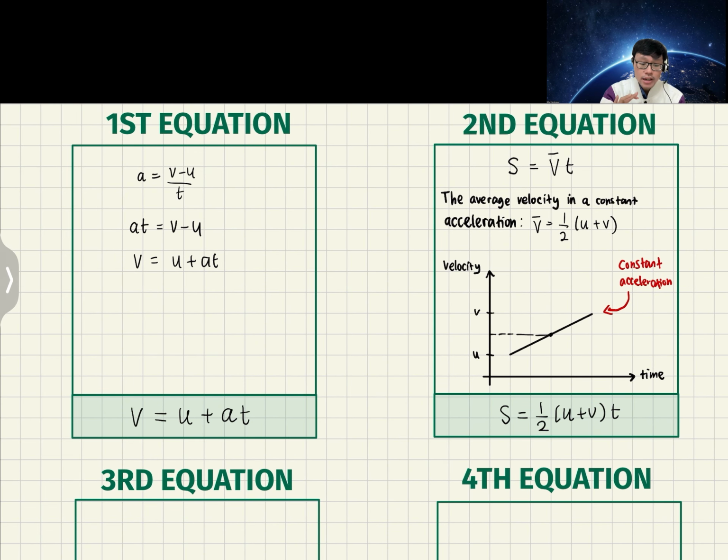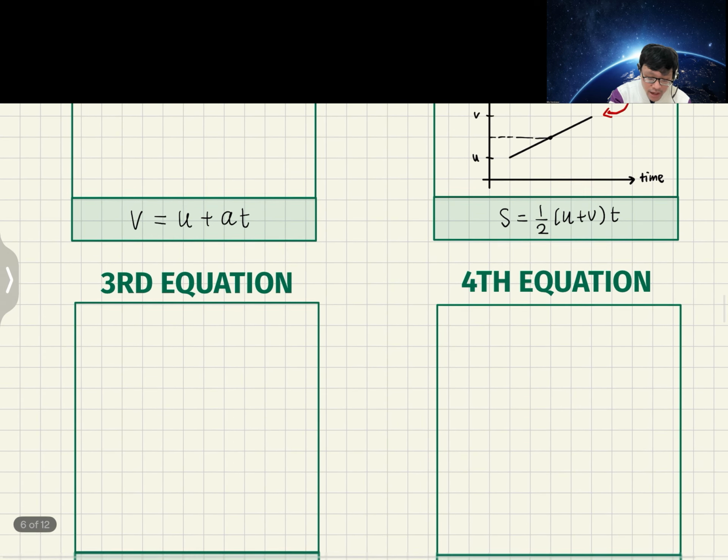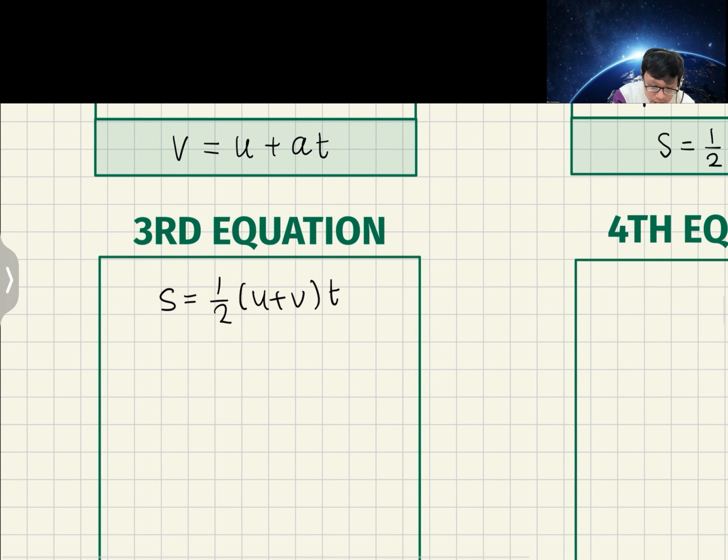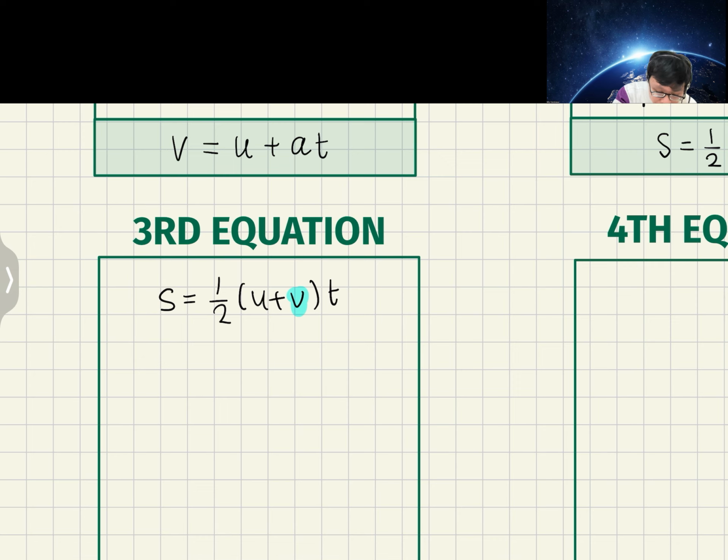For the third equation, we can combine the first and the second. The first and second is like the basic. So we can combine them to get the third equation. To find the third equation, you just need to plug in the v into the second equation. So we have s equals to half times u plus v times t. And we plug in v from here. V is u plus at, so we have s equals to half times u plus u plus at, times t. This is the v.